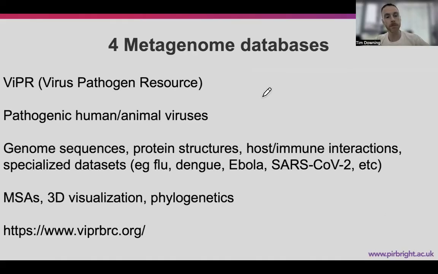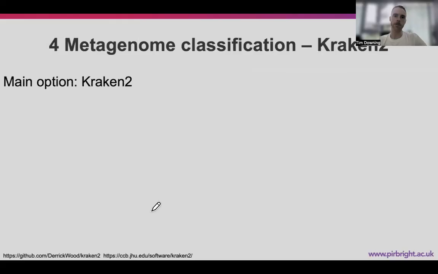Another option is Viper, the Virus Pathogen Resource. It focuses more on pathogenic viruses, and has genome sequences, protein structures, host immune interactions, and more specialized data sets such as flu, dengue, Ebola, SARS-CoV-2, and so on. It allows you to do more nuanced analysis such as multi-sequence alignment, 3D visualization, and phylogenetic analysis too.